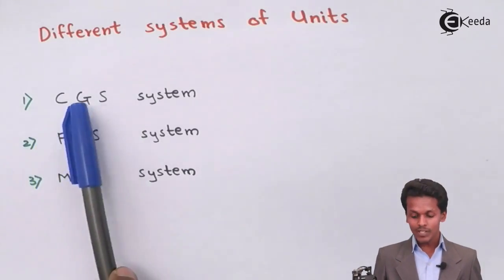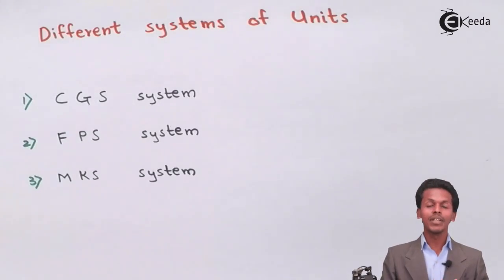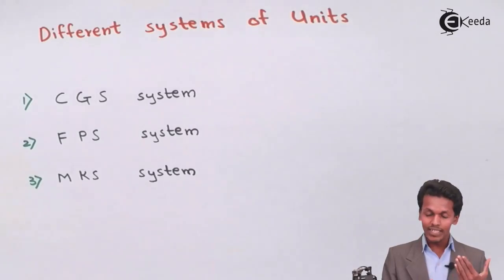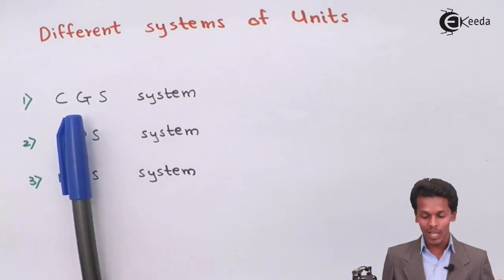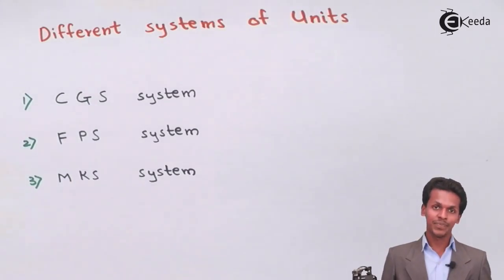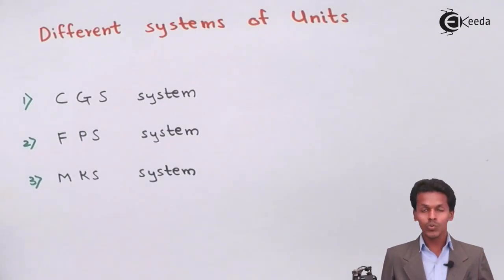CGS means centimeter, gram, and second. In this case, length is taken in centimeters, mass is taken in grams, and the time factor is taken in seconds. So this is the CGS system. It has been used globally.